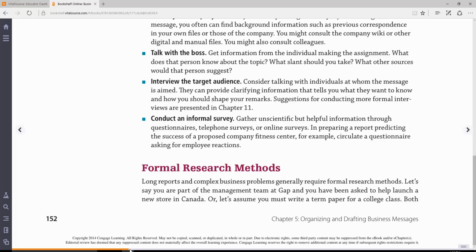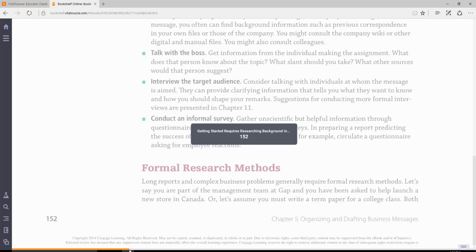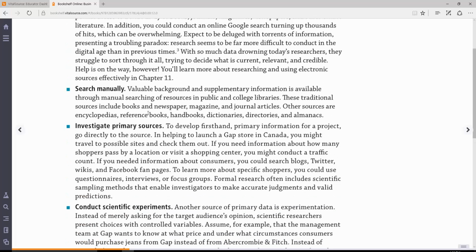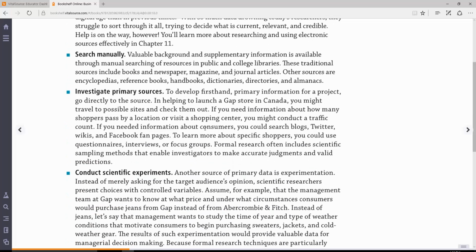Both tasks require more data than you have in your head. Formal research will cover access of electronic sources, books, journals, magazines, newspapers. You're going to have to search manually through public and college libraries. Investigate primary sources. Primary sources are first-hand information for a project. Go directly to the source.